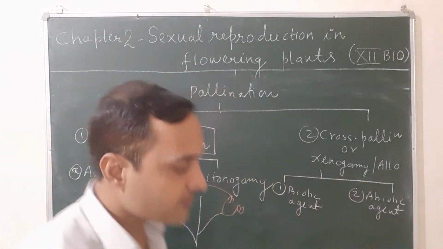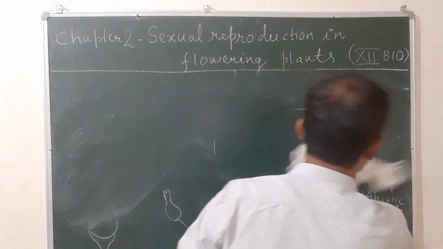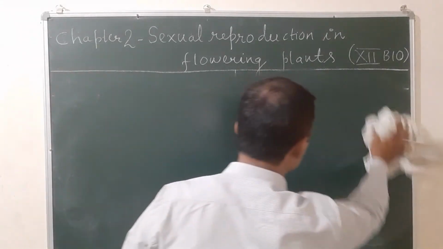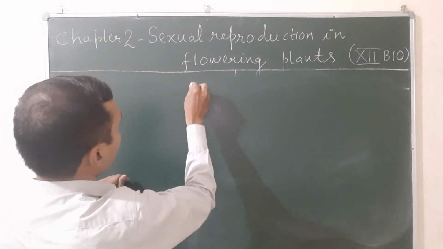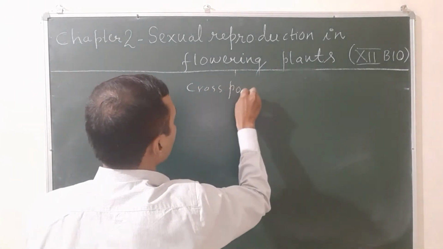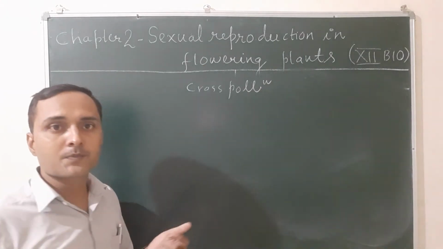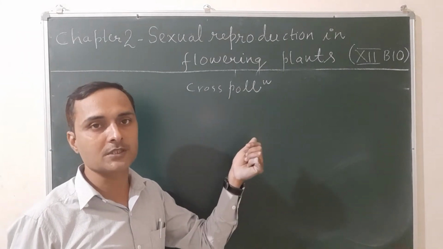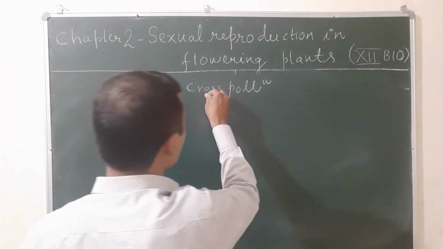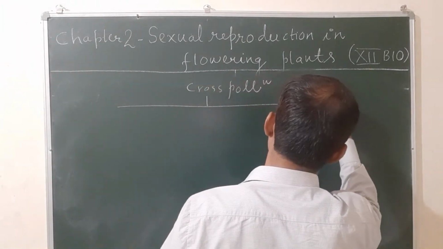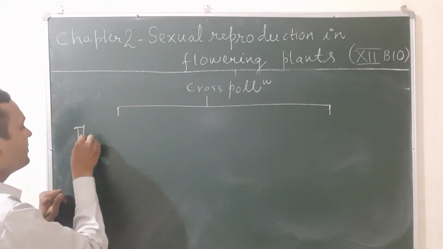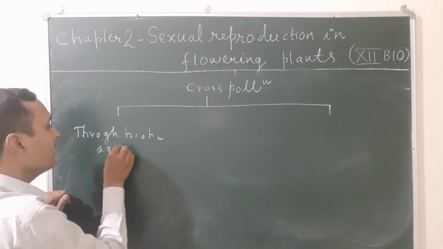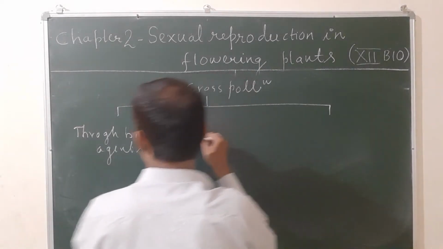Let us see the types of cross pollination. Cross pollination is further classified on the basis of the type of agent involved. What is cross pollination? The type of pollination in which transfer of pollen takes place from one flower to another flower of the same species, from one plant to another plant belonging to the same species, is called cross pollination. It occurs through biotic agents and through abiotic agents.